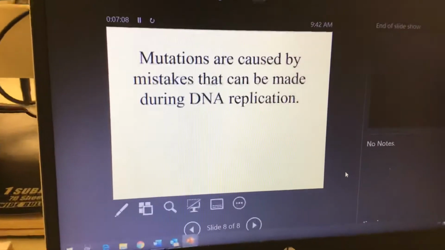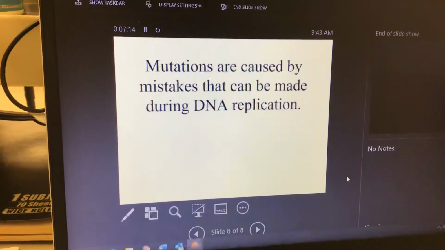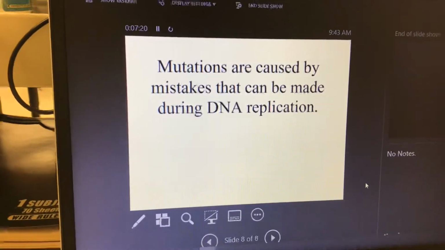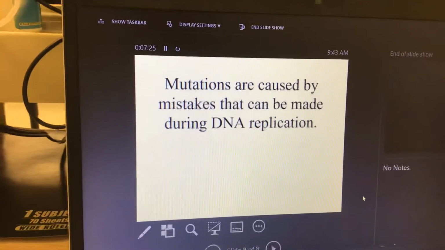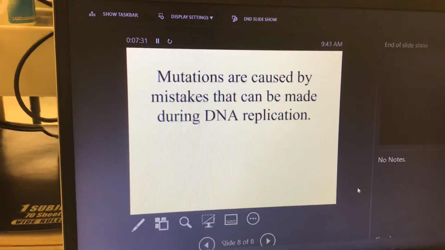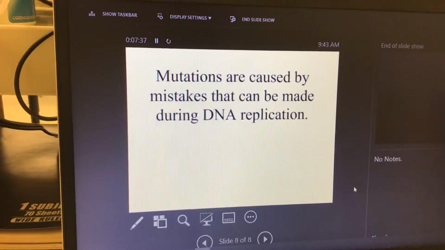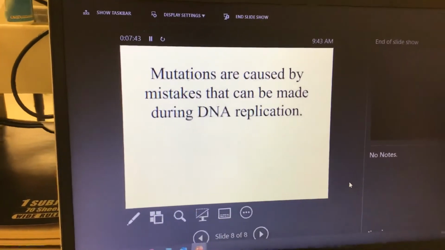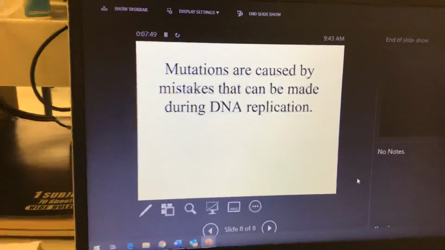One last thing, mutations. And I'd maybe underline mutations. This is a kind of a vocab word that I guarantee will be on your test. Mutations are caused by mistakes that can be made during DNA replication. So, sometimes mistakes happen when DNA is copying itself. Now, understand that each one of your cells is doing this, and you have billions and billions of cells. Something is bound to go wrong once in a while.